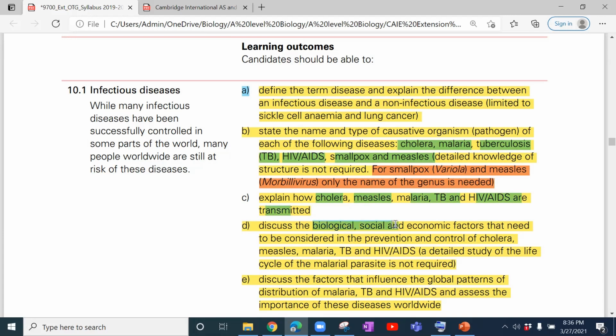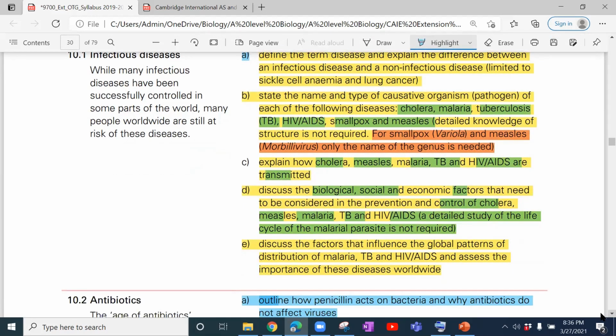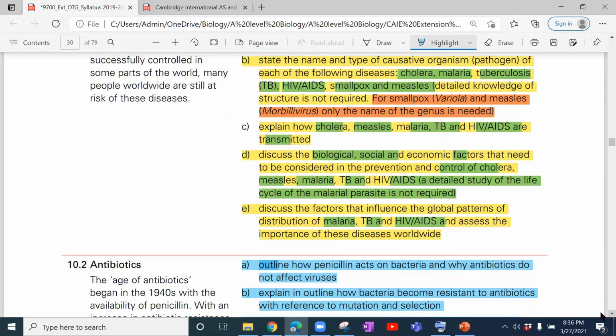Discuss the biological, social, and economic factors that need to be considered in the prevention and control of cholera, measles, malaria, TB, and HIV/AIDS. A detailed study of the life cycle of the malarial parasite is not required. Then discuss the factors that influence the global patterns of distribution of malaria, TB, and HIV/AIDS, so these three diseases, and assess the importance of these diseases worldwide.